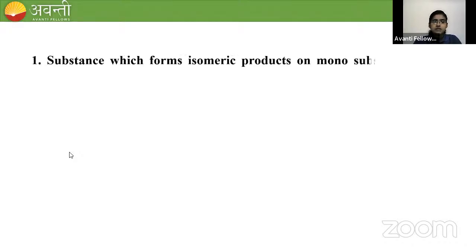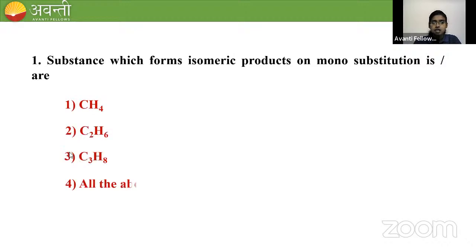The substance which forms isomeric products on mono substitution is. Four different options are given to you. You are asked to find out the compound which forms isomeric products. Isomers means at least two compounds should be there, right? Minimum two compounds should be there, and in both the compounds, the molecular formula would be the same, but the structure would be different.